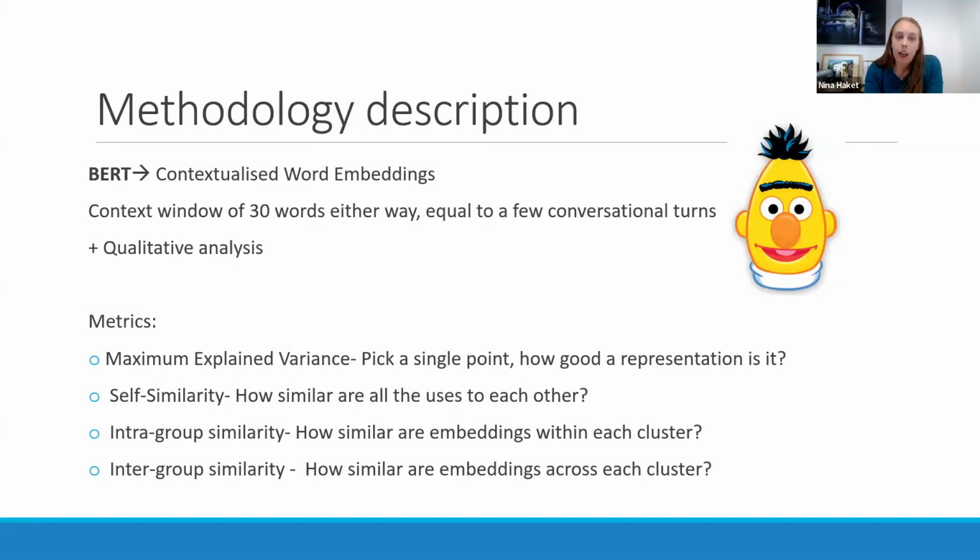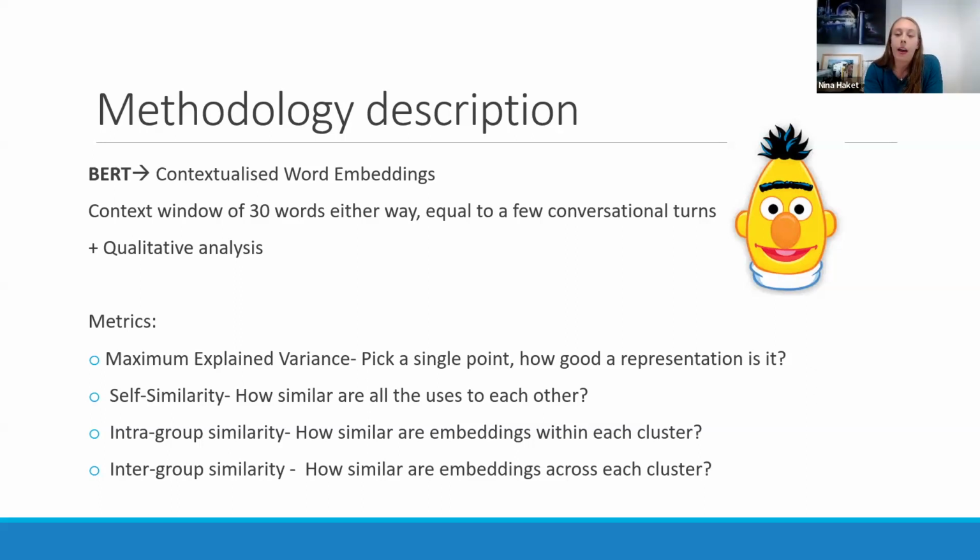We used a context window of 30 words either way, which is equal to a couple of conversational turns. We chose this because other work, such as that of Cavoli et al. 2023, used a context window of 50 words either side, but this was on written data. So spoken data tends to switch conversational turns more quickly.